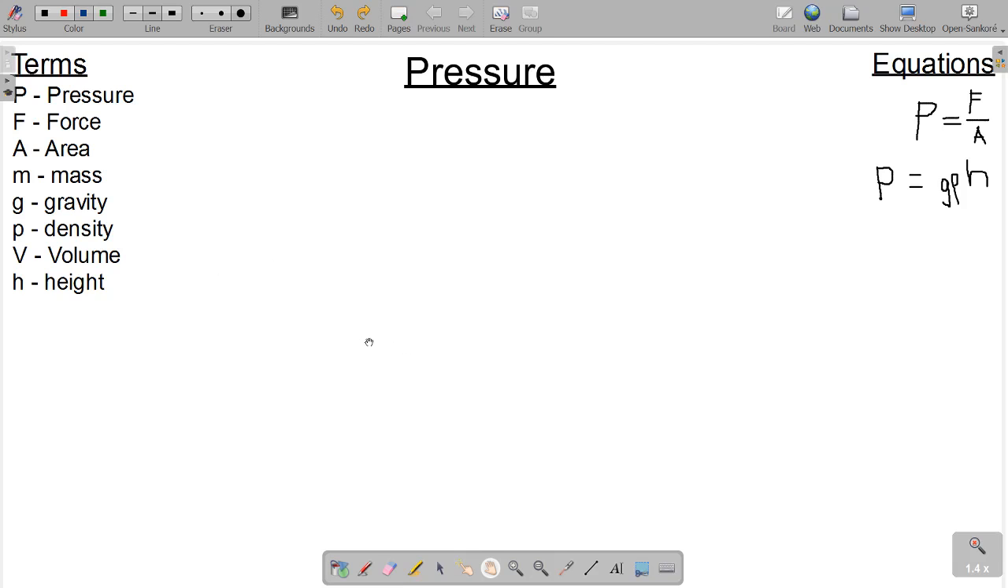Okay, so now I'll explain the piston systems.